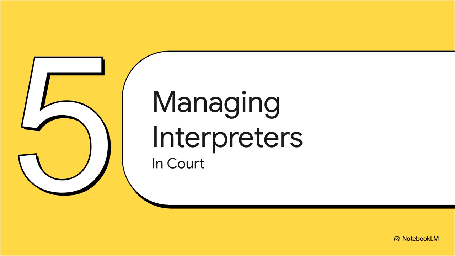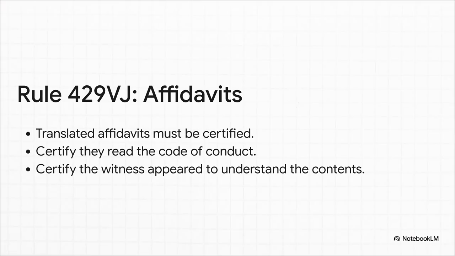Let's look at the practical, hands-on powers the court has to run the show. If you're using affidavits, Rule 429VJ is your best friend. Any translated affidavit needs a special certificate from the interpreter. That certificate does a few things, but the big one is that the interpreter has to certify that the witness appeared to understand what they were signing. It's a massive safeguard to make sure the evidence is solid.